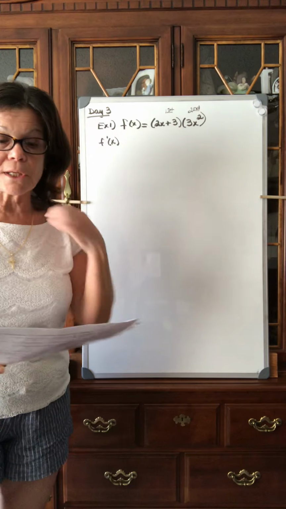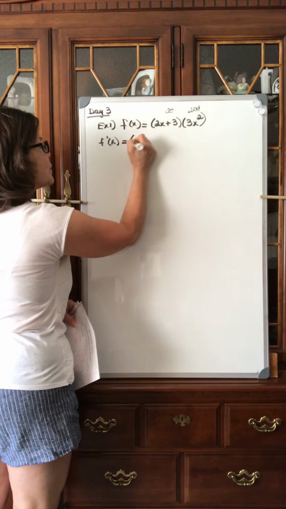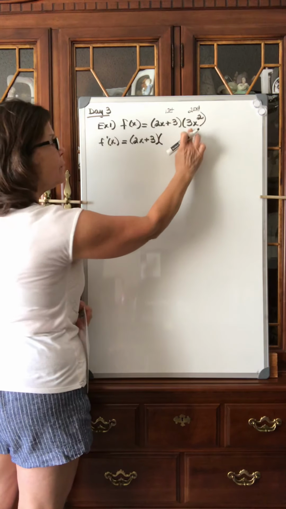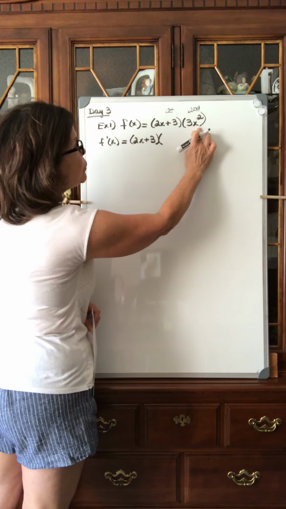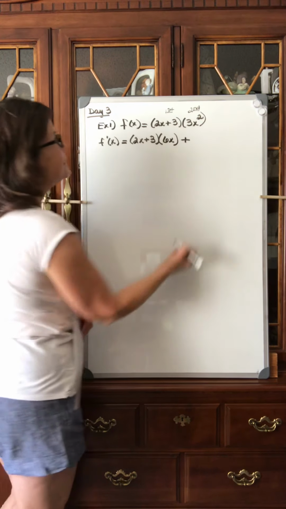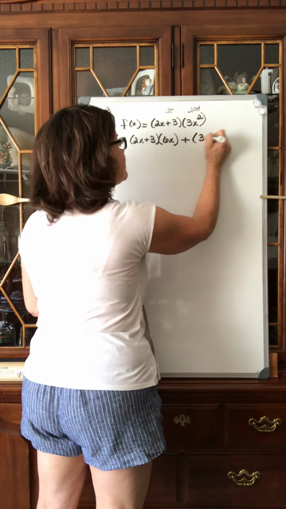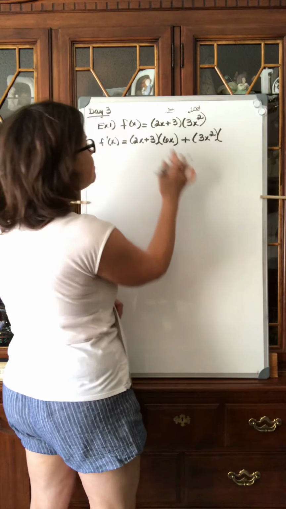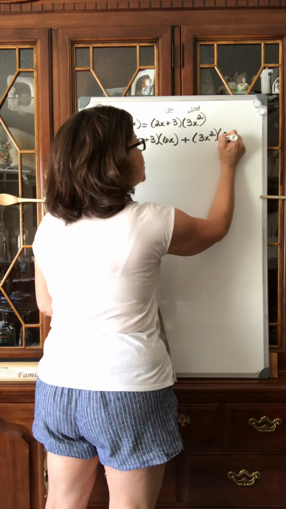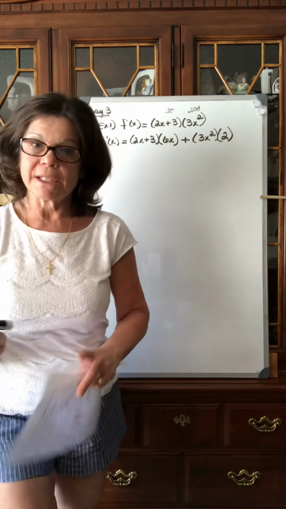And using the product rule for the first derivative, you take the first function, which is 2x plus 3, and you multiply that by the derivative of the second function. The derivative of 3x squared is 6x. Then you add on the second function, which is 3x squared, and you have to multiply that by the derivative of this first function. Okay, the derivative of 2x is just a 2. Remember, the derivative of the constant 3 is 0.